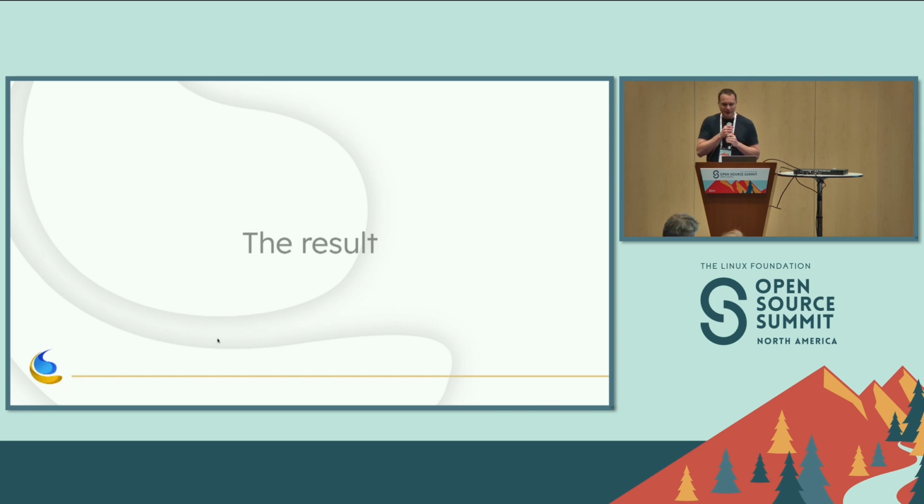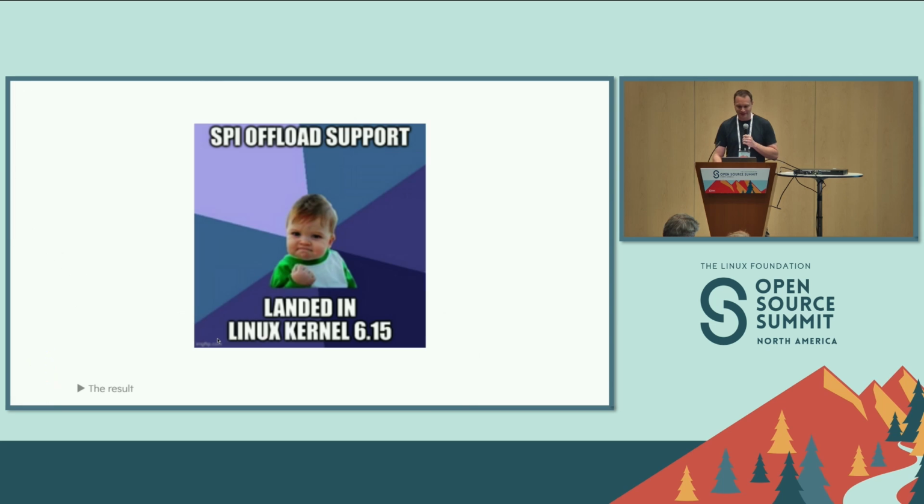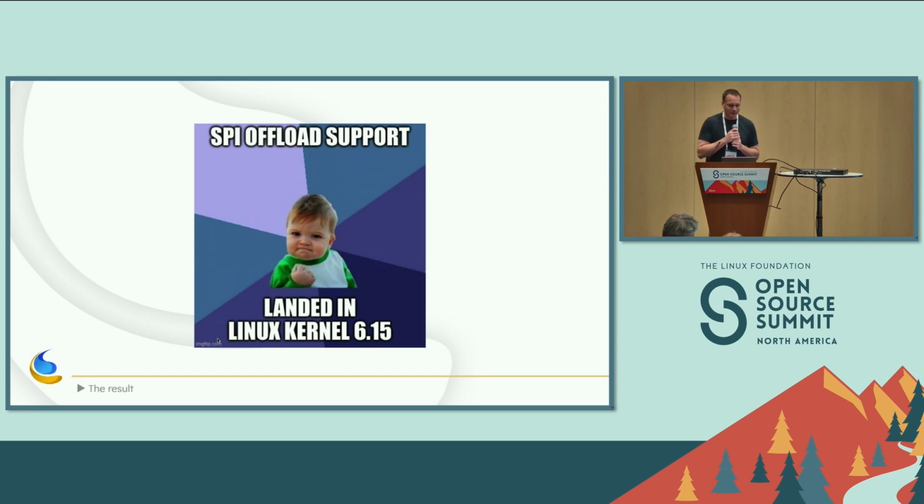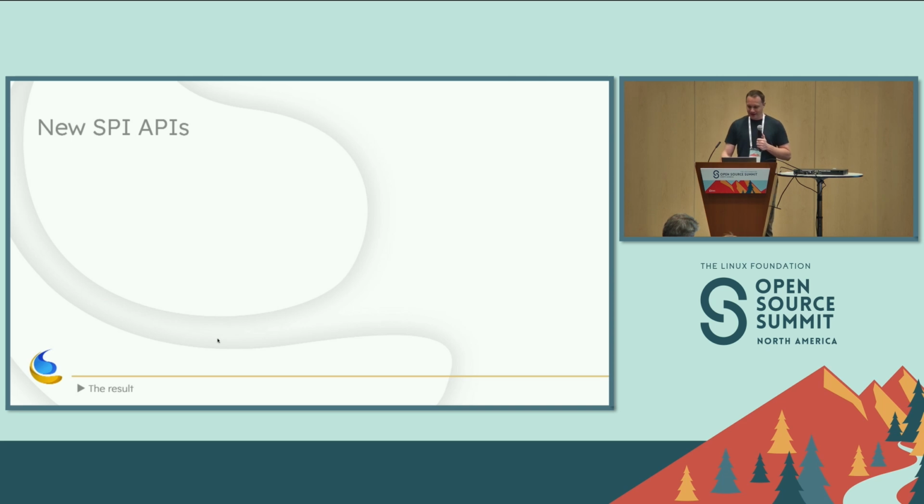So there was a whole lot more on the journey, but I don't have time to talk about all of that, so we'll just jump right ahead to the results of how this ended up. So, woohoo, this landed in the 6.15 kernel, so it's available for everybody to use and try out now. And so we've got some new SPI core APIs to make use of.